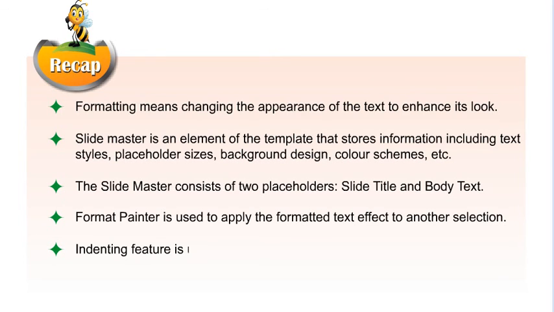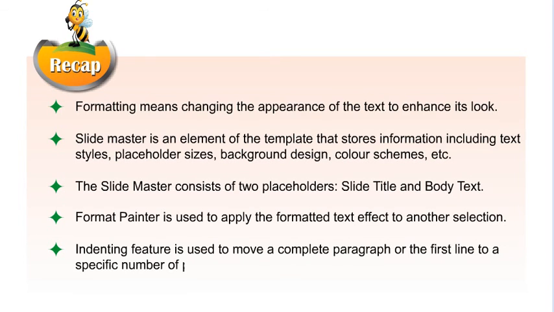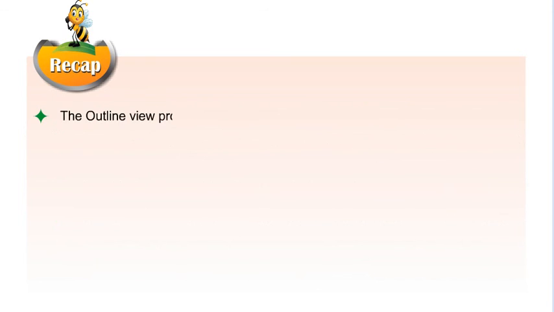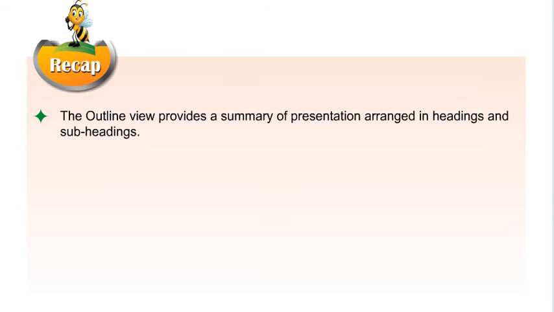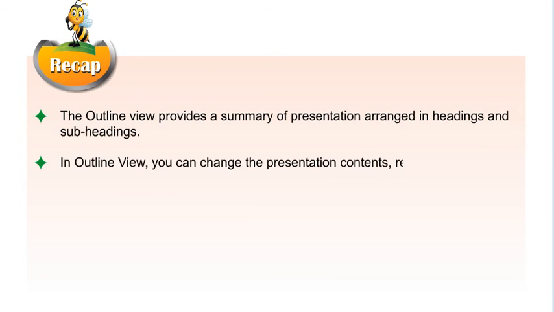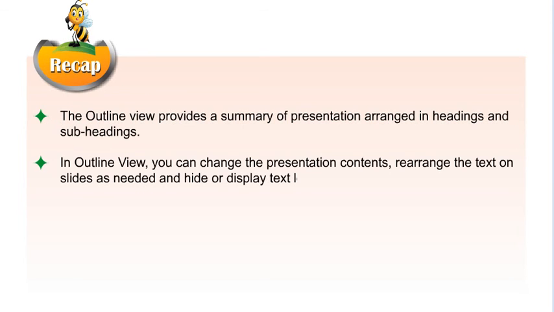Indenting feature is used to move a complete paragraph or the first line to a specific number of places from the left or right margins. The outline view provides a summary of the presentation arranged in headings and subheadings. In outline view, you can change the presentation contents, rearrange the text on slides as needed, and hide or display text levels.